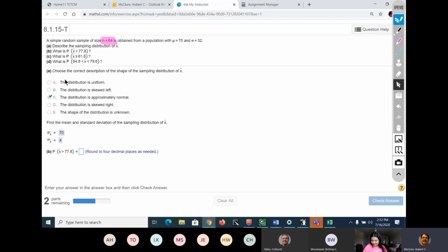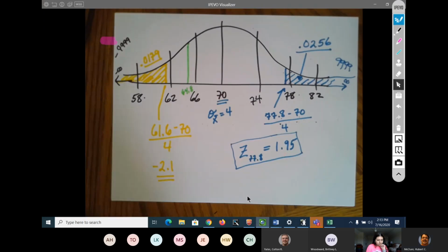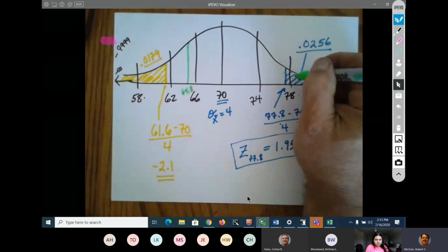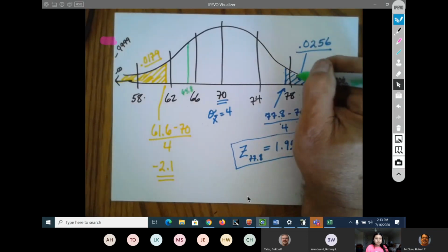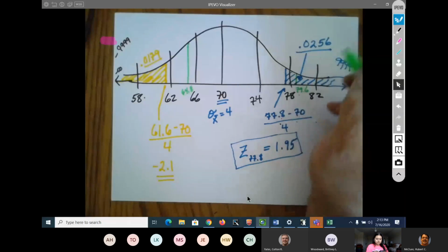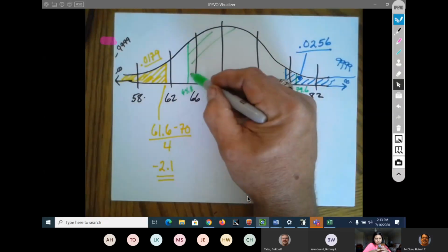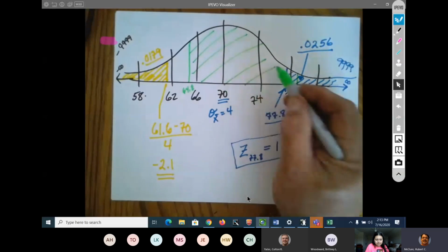All right. Let's use Verde, since I haven't used that color yet. 64.8. I'm going to put it right about there. And 79.6 is in here. So we're looking for this area right there.